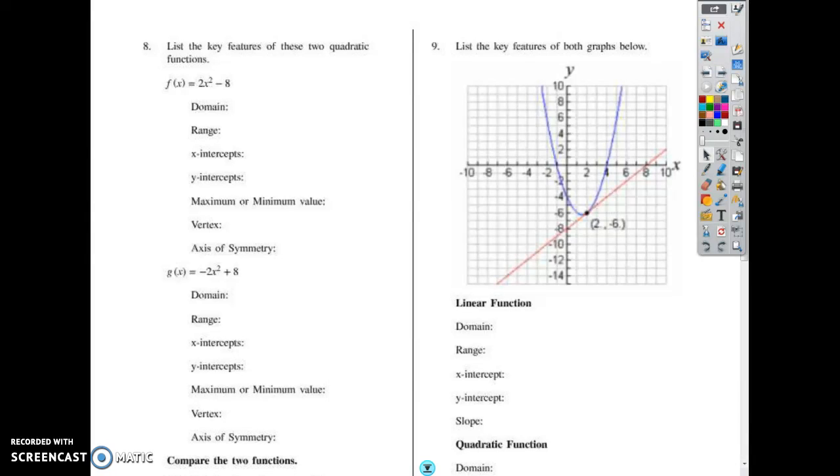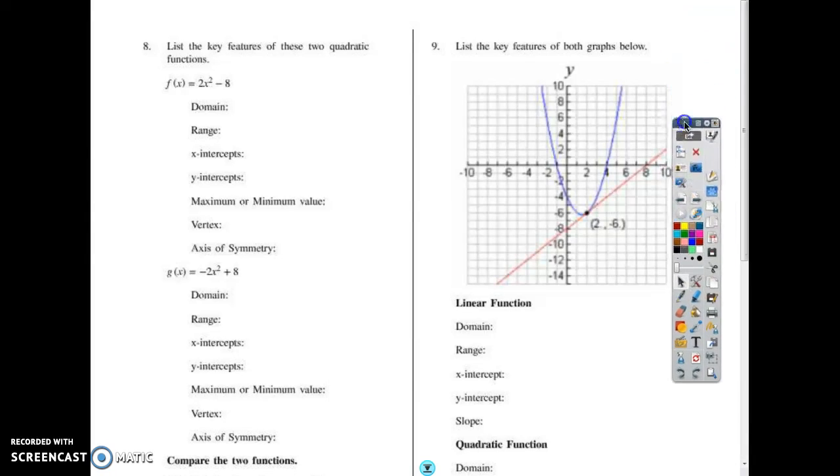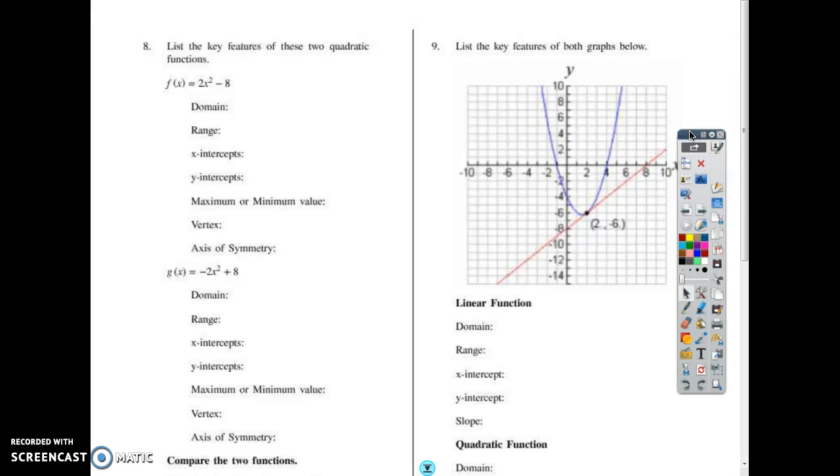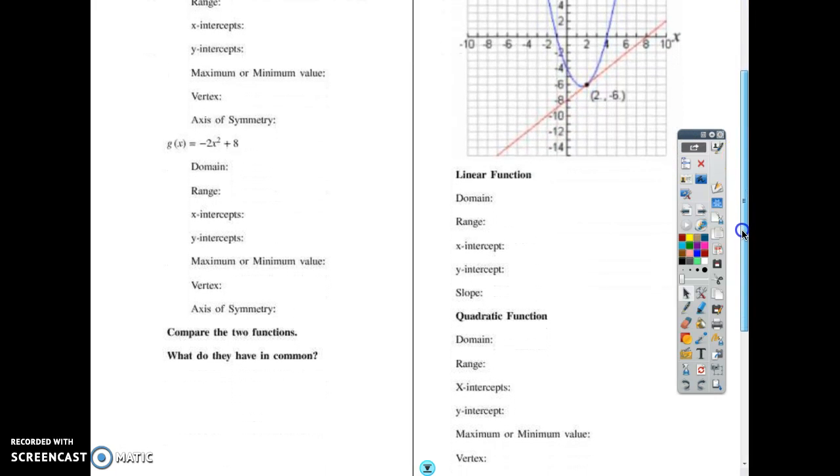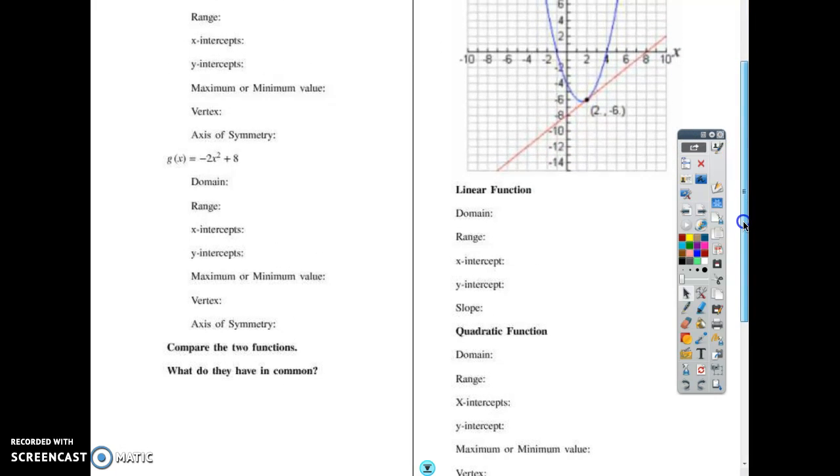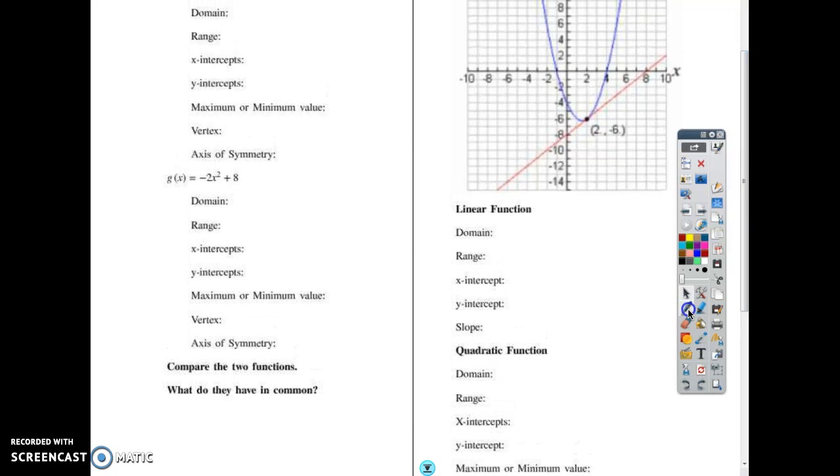Okay, problem number 9. It says list the key features of both graphs below. So we're going to take it one at a time. We're going to do the linear one first, and then we're going to do the quadratic one second. So the linear one is asking for domain and range. And just so you know, these have arrows. That means they keep going forever and ever.